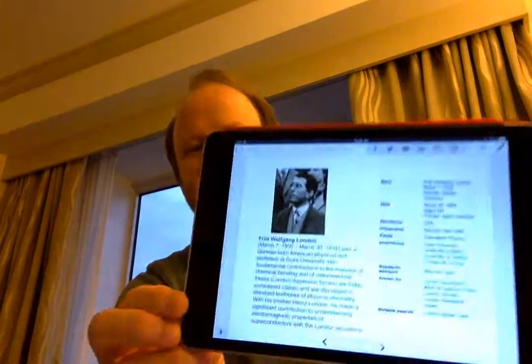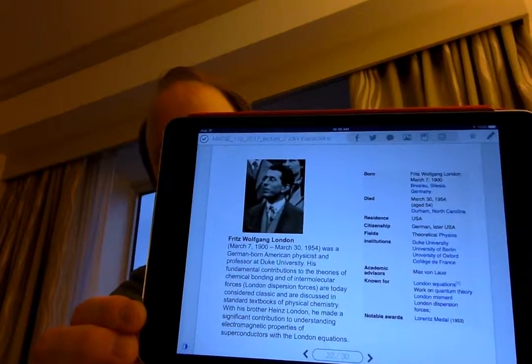So here's Fritz London. He has a very nice web page, and this is the person that London forces are named from. Fritz London is interesting because he was at Duke University, and he also worked with his brother Heinz London, making a significant contribution in the electromagnetic properties of superconductors. I can imagine Fritz and Heinz working together in North Carolina, taking walks around the beautiful countryside and thinking about London forces and superconductivity.